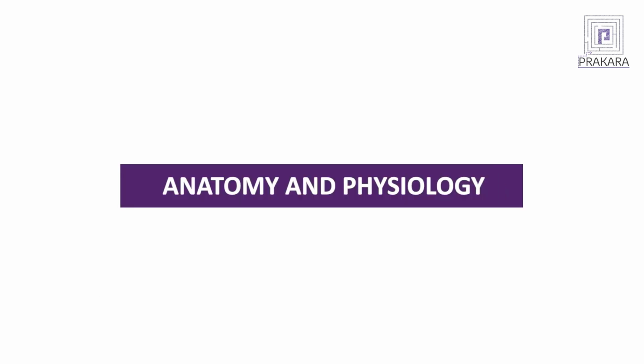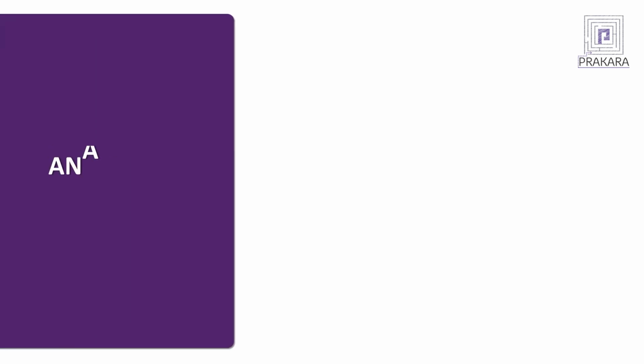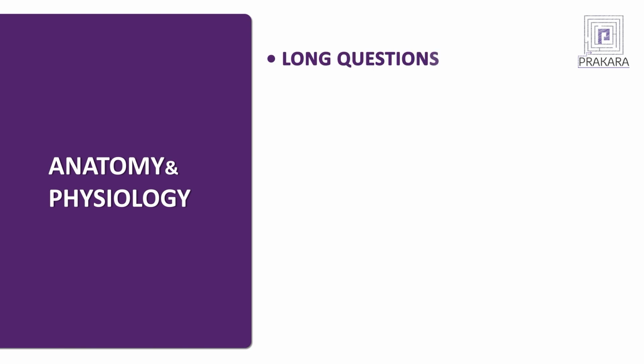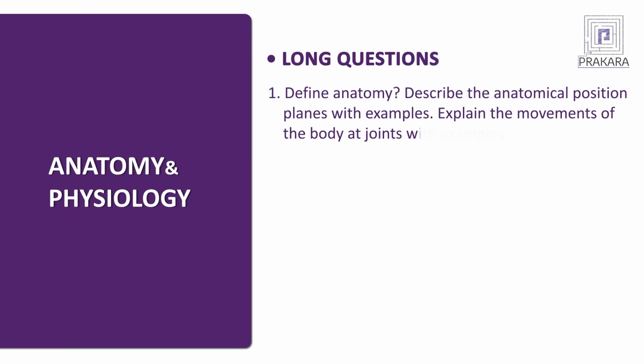So, as we come to a close of chapter 1, Anatomy and Physiology, these are the following questions that you can expect. First of all, the long questions. Define anatomy. Describe the anatomical position and planes with examples. Explain the movements of the body at the joints with examples.